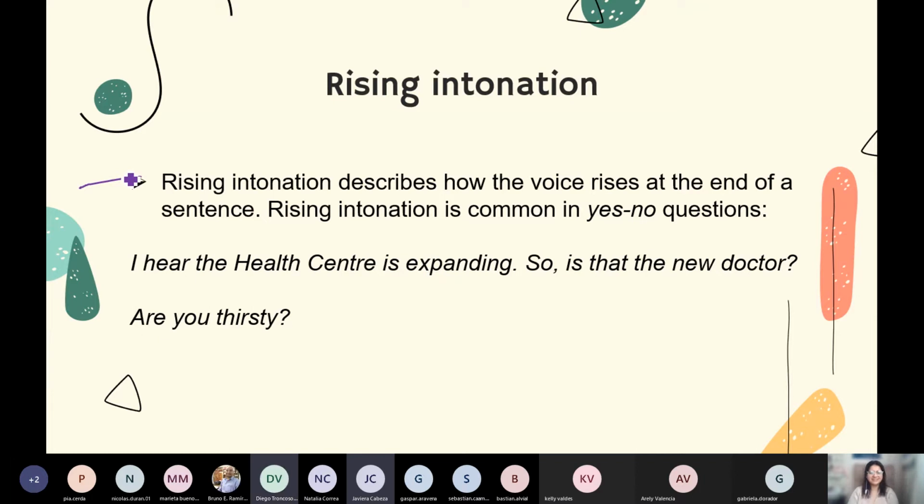It's very short. Rising intonation describes how the voice rises at the end of a sentence. Rising intonation is common in yes/no questions. I hear the health center is expanding. So, is that the new doctor?